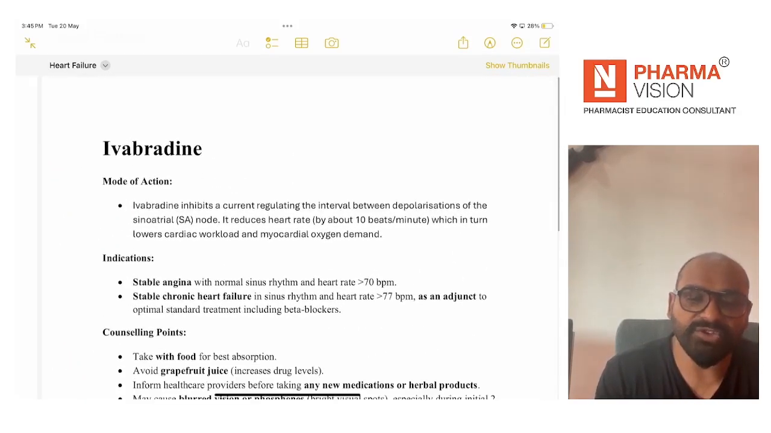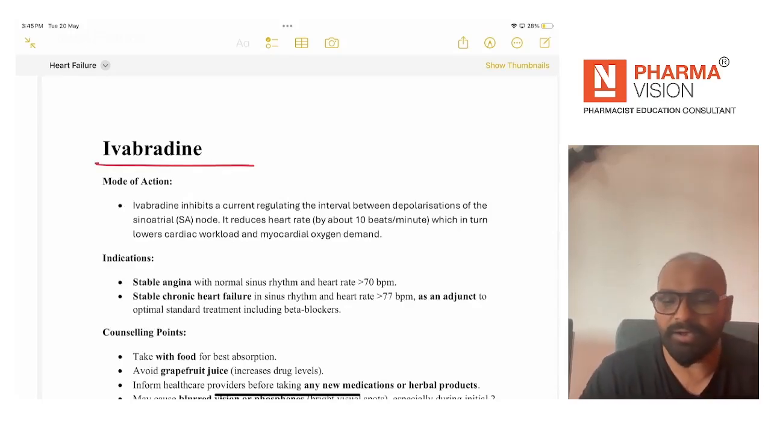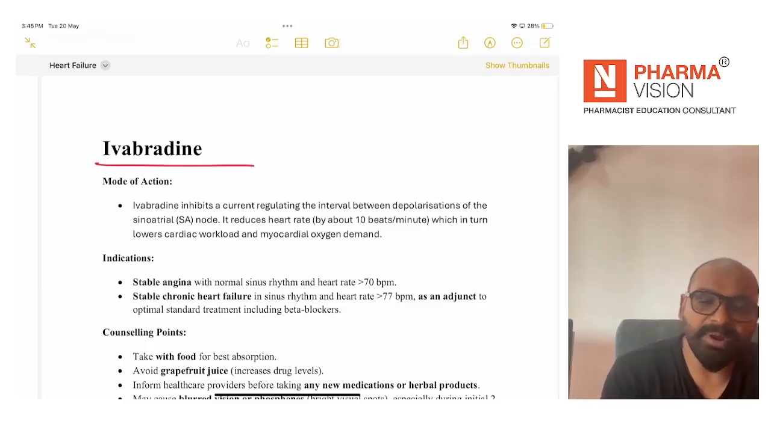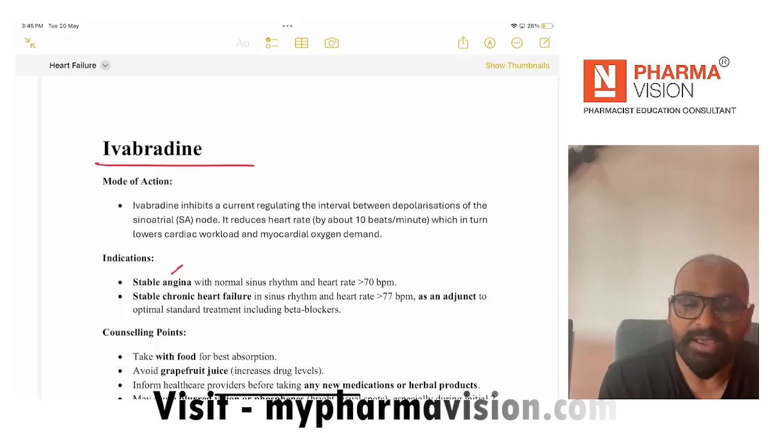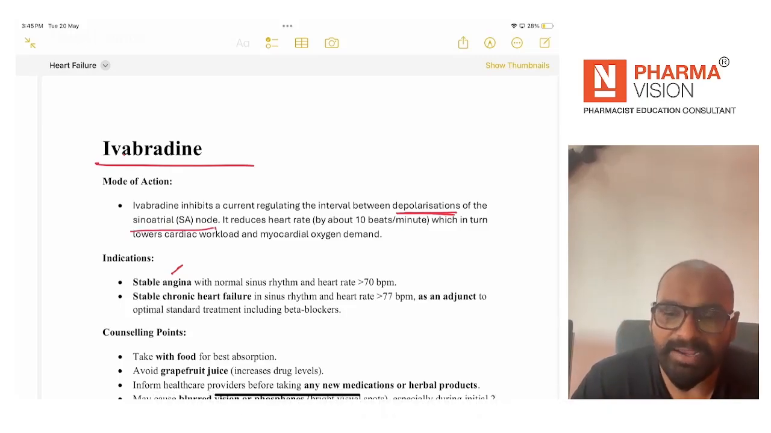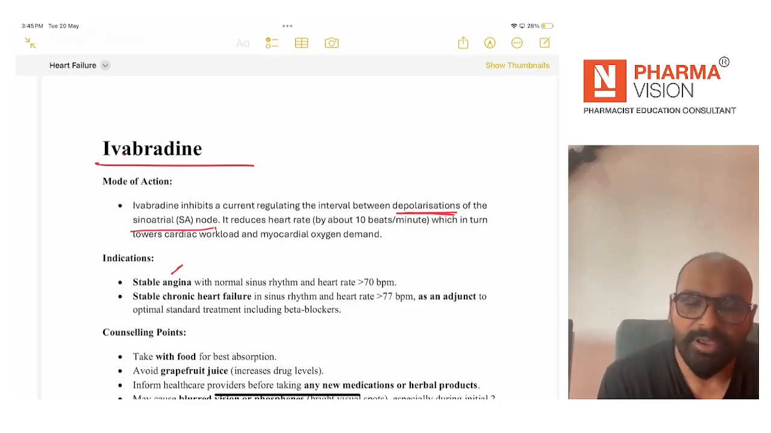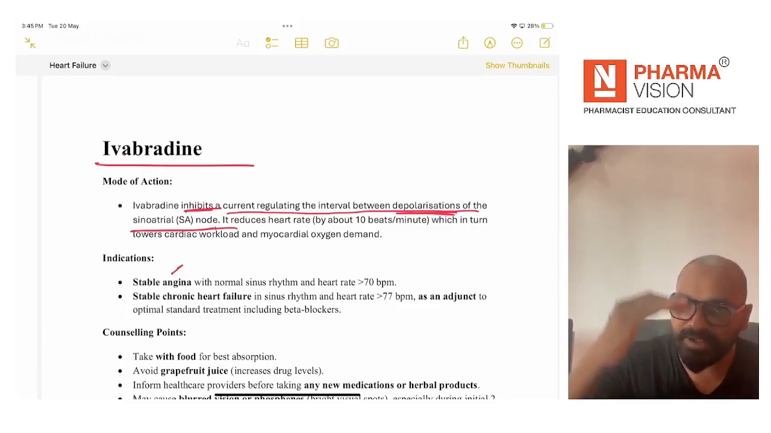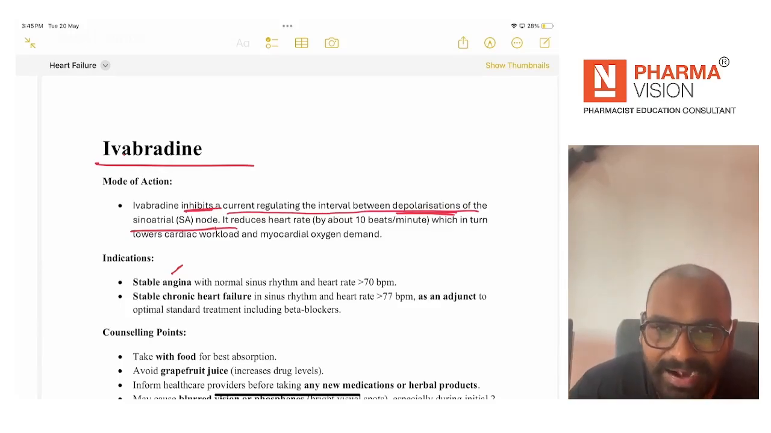Another medication, a very small concept that we have to keep in mind, is ivabradine. Ivabradine is used for angina and heart failure. What is the mechanism of action? Ivabradine slows down the depolarization of the sinus node. It inhibits the current regulating the interval between depolarizations of the sinus node. That means it slows down the heart rate.